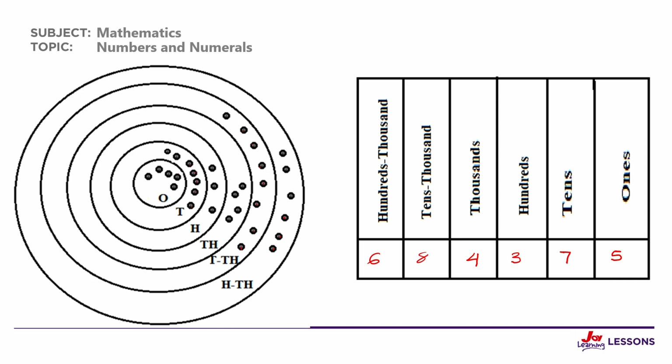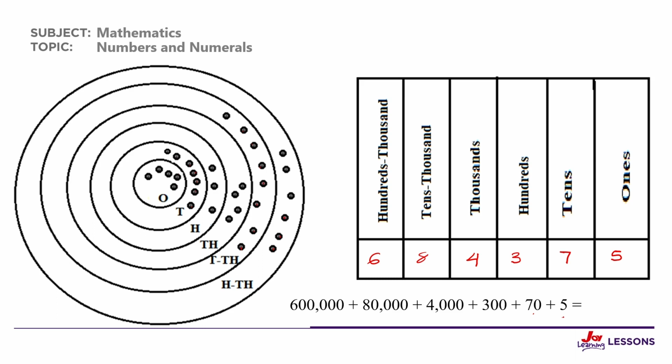4 under thousands. If 1 represents 1,000, 4 of them is going to be what? 4 of them is going to be 4,000. Good. And the 3 under hundreds is also going to be 300. And then the 7 also under tens is going to be what? It's also going to be 70. And then we also have 5 under ones, which is 5. So the value for each is going to be 600,000, and then 80,000, and then 4,000, and then 300, and then we have 70, and then 5.